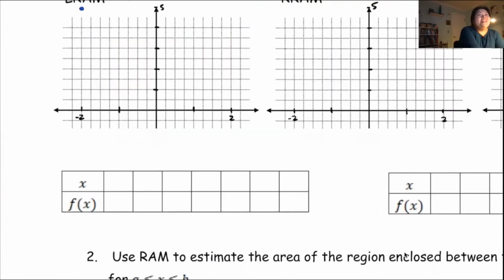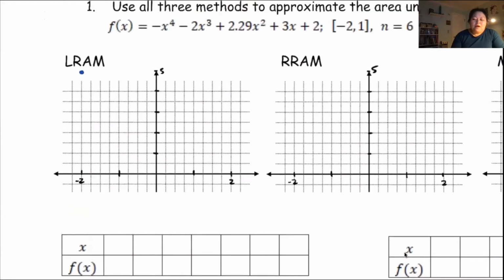Okay, you can get this graph really nicely by filling out a t-table for this, right? So our domain is -2 to 1, and it says n equals 6. That means we're going to take the region from -2 to 1 and divide it into 6 rectangles, right? So that actually helps us make our t-table. How do I make my t-table? Well, I know I'm going to start at -2. I'm going to end at 1.